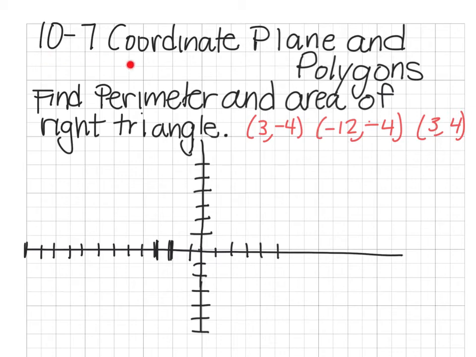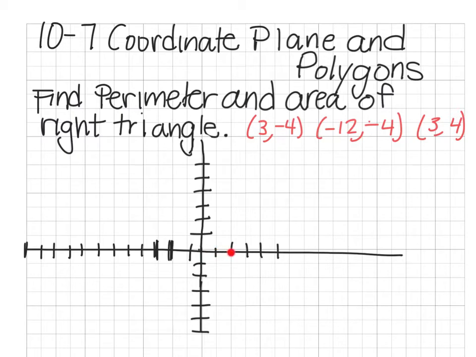Today we are doing 10-7, coordinate plane and polygons. It's going to ask you to find the perimeter and the area of a right triangle, and it's going to give you 3 points, and those are going to be the vertex points of the triangle. So what you're going to want to do is plot these points.